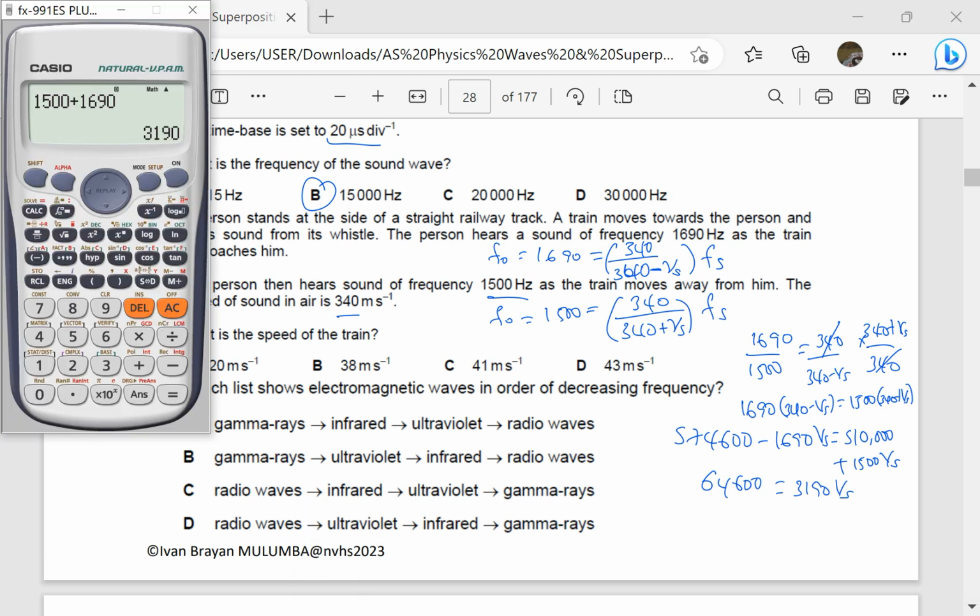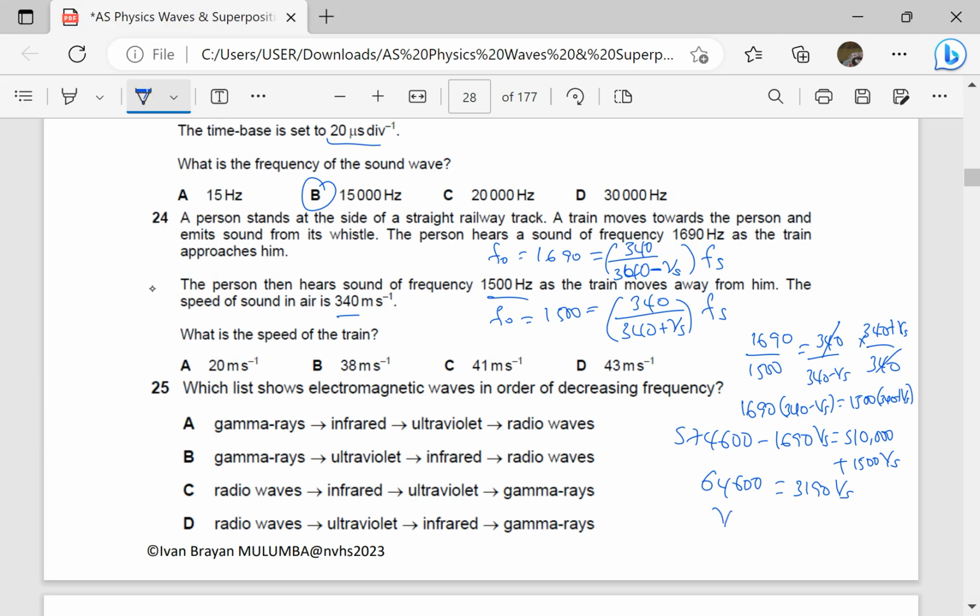Now I divide 64600 divided by 3190. So this is giving me 20. So Vs is equal to 20 meters per second. So the answer is going to be A.